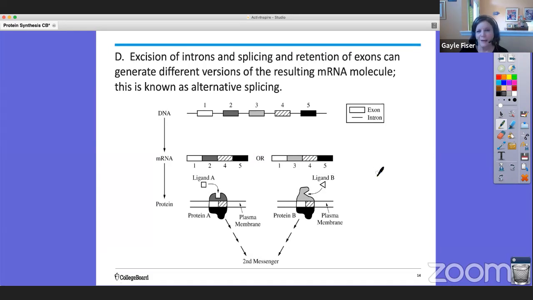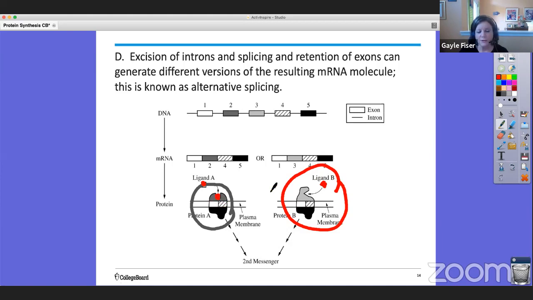Excision of introns and splicing and retention of exons can generate different versions of the resulting messenger RNA molecule. This is known as alternative splicing. I'm going to work backwards with this. So here we have this receptor, okay? The ligand that will fit in it is right here, and that will go right there. Now, it was coded for by this strand of messenger RNA, which is different than this strand of messenger RNA, because this messenger RNA will code for this receptor that will bind to this ligand.